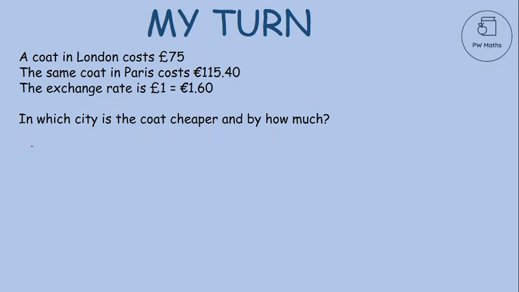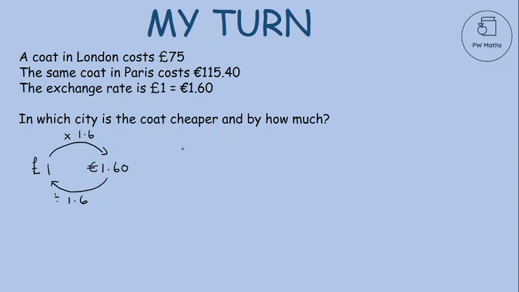Now I would always start off by drawing myself a little diagram to help with this. We know that for every pound we're going to get 1.60 euros. So to go from pounds to euros is a times by 1.6, and if we want to get back from euros into pounds, I'm going to be dividing by 1.6.